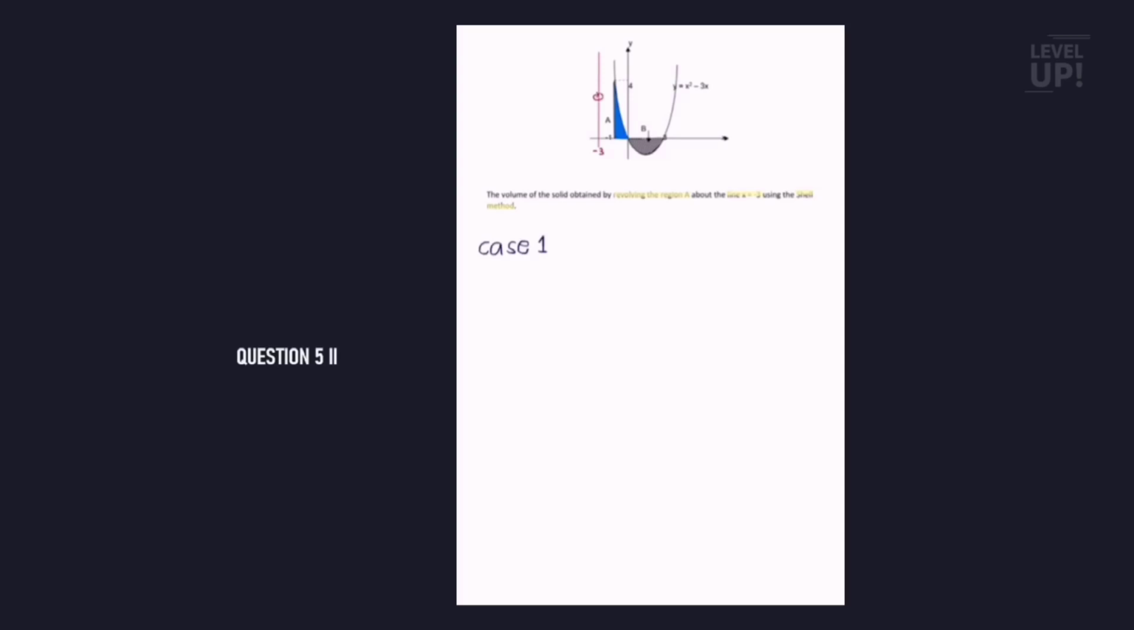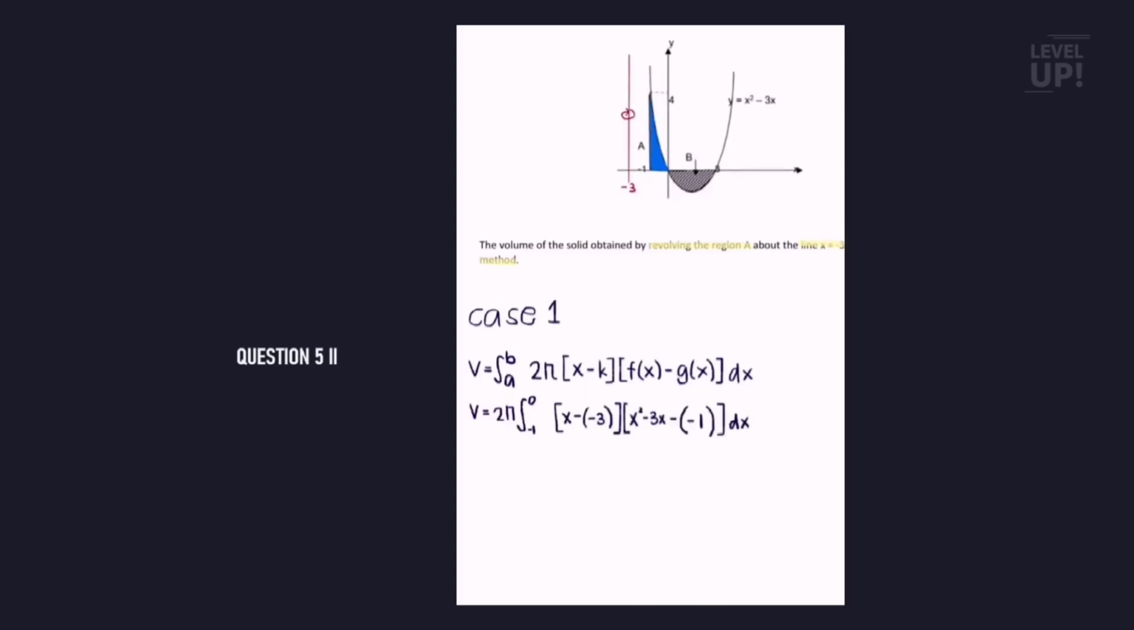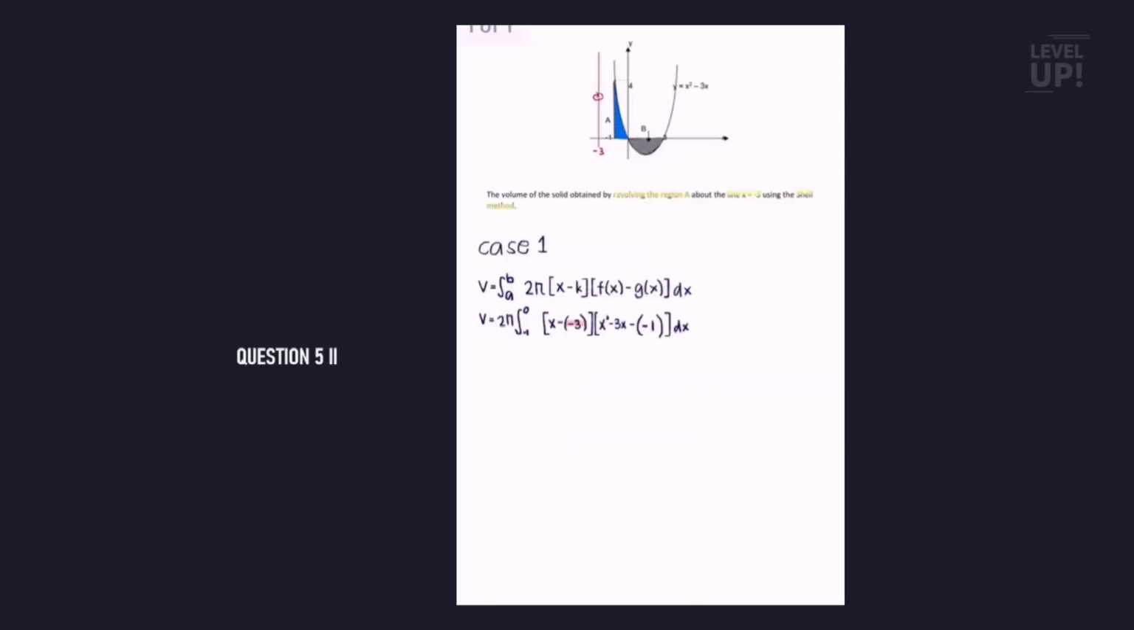Because of that, we will use this formula, which is volume equals the integral from a to b of 2 pi (x minus k)(f(x) minus g(x)) dx. The boundaries for this equation are from -1 to 0. K in the formula refers to the axis of revolution, which is x equals -3, and then substitute f(x) with x squared minus 3x minus -1 dx.